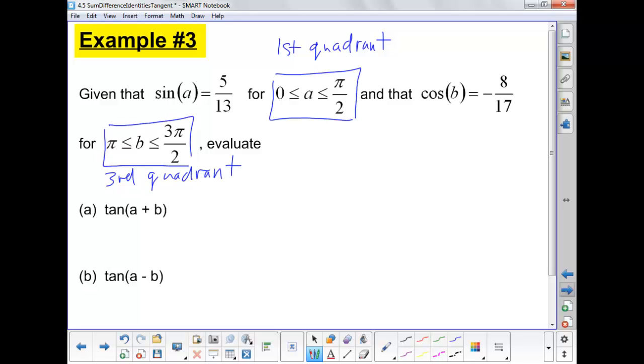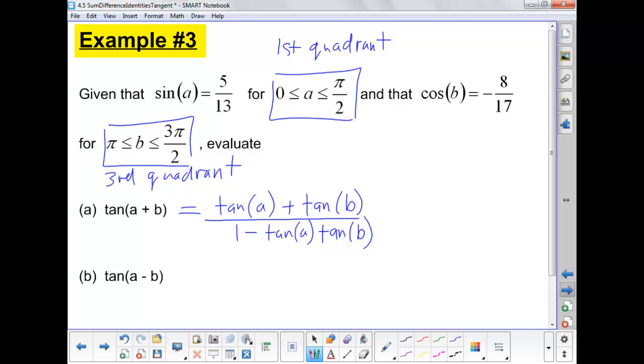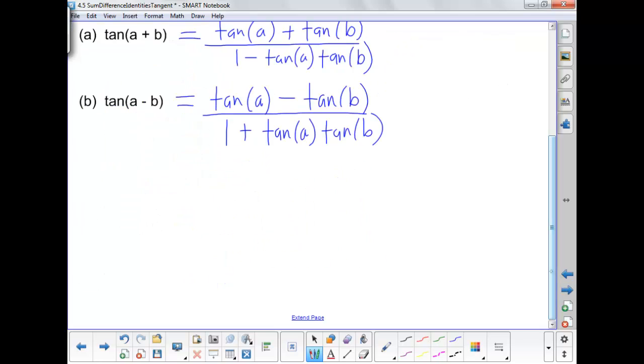Now what it wants us to evaluate here is tangent of A plus B and tangent of A minus B. So now that we know what the identities for those look like, what we could do is just expand upon them so we can figure out what we need to actually determine here. So tangent of A plus B should be tangent of A plus tangent of B over 1 minus tangent A times tangent B, and then notice the other part of this question, which is the difference.